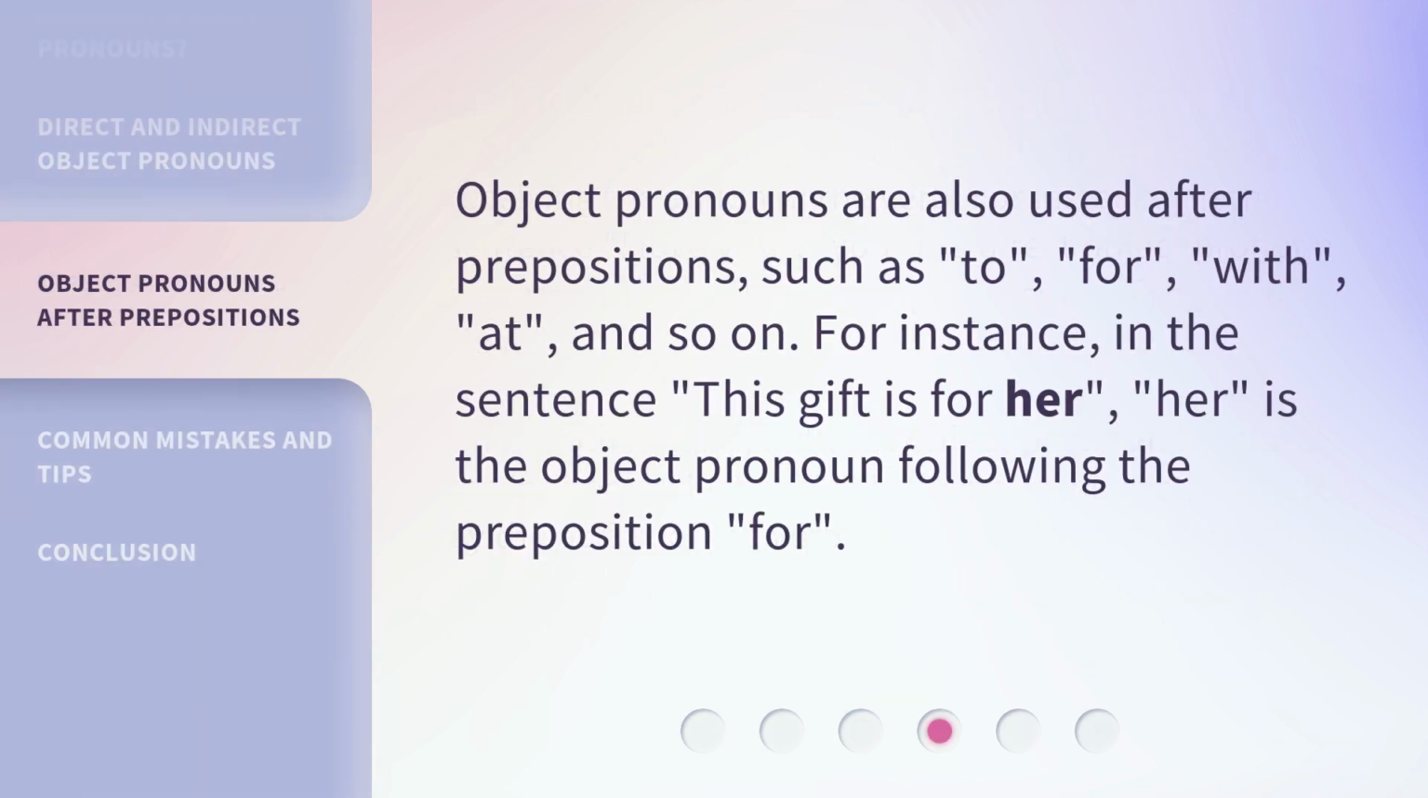Object pronouns are also used after prepositions, such as to, for, with, at, and so on. For instance, in the sentence, "This gift is for her," her is the object pronoun following the preposition, for.